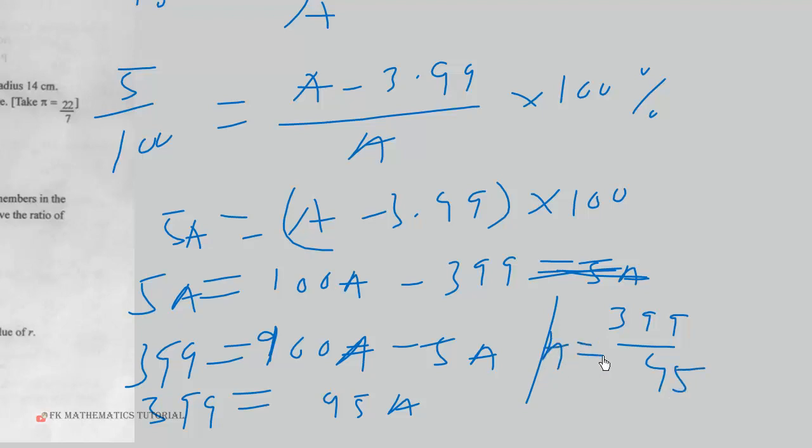And 399 over 95 should give us 4.2. So the actual length is 4.2 meters.